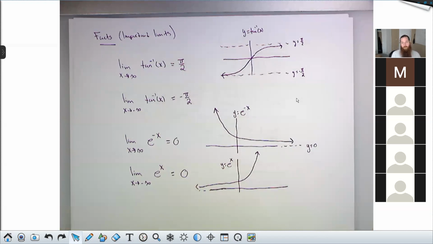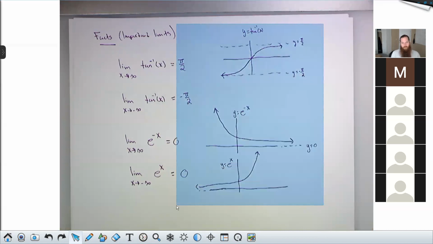These are things you just got to know, right? These are graphs that should be rock solid in your head from a good pre-calculus class, but in case they're not, here they are. Let's get them rock solid.